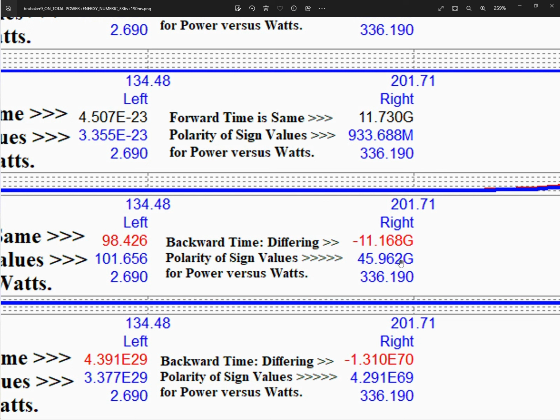Isn't that kind of interesting? There's a difference here of like 34 joules by comparison to the watts. Well, 34 gigawatts missing.